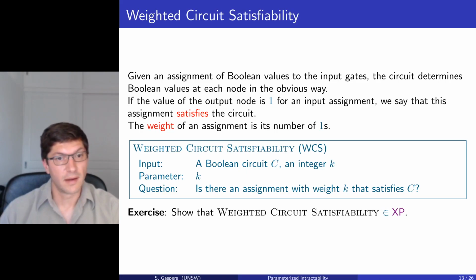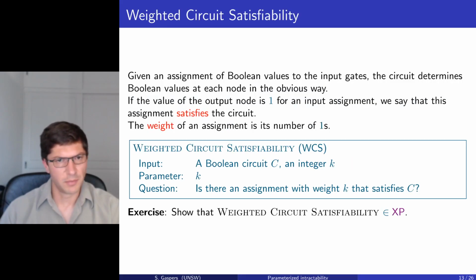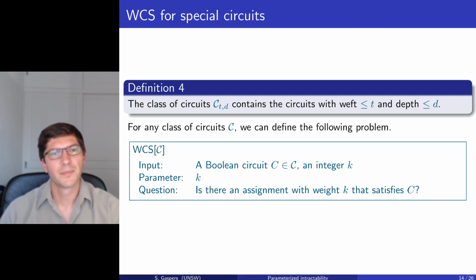Okay, there's an exercise that asks us to show that weighted circuit satisfiability is in XP. So is there an algorithm which for any constant value of the parameter works in polynomial time? Okay, so this problem will be in XP.